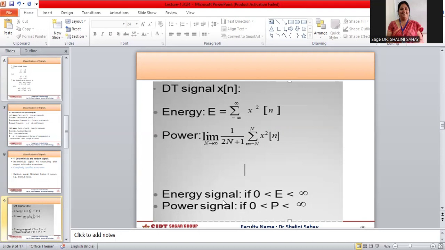So we can define energy signals as those whose energy is finite, which means that it is greater than 0 and less than infinite. And power signals are those signals which have a value greater than 0 and less than infinite.